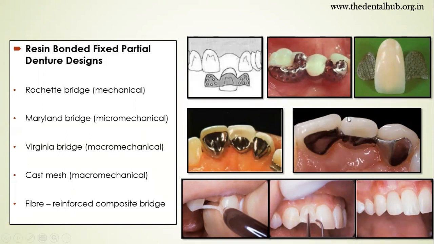This is Virginia. Again, it derives macromechanical strength from the lost salt technique. And we have cast mesh. Cast mesh is also a macromechanical retention. A newer form of conservative preparation is fiber reinforced composite bridge. So we attach a fiber from one tooth to the other and ply with the composite and hence do the build-up.